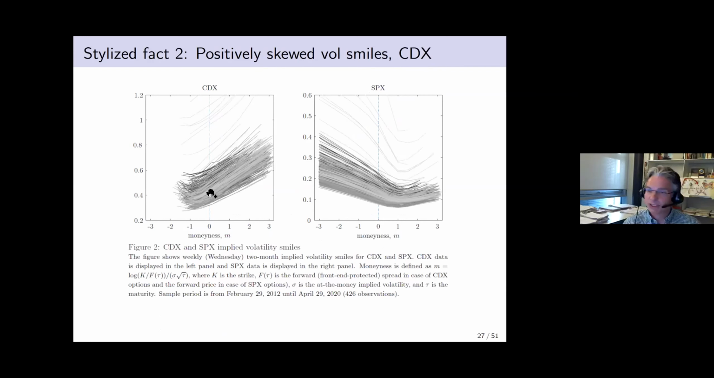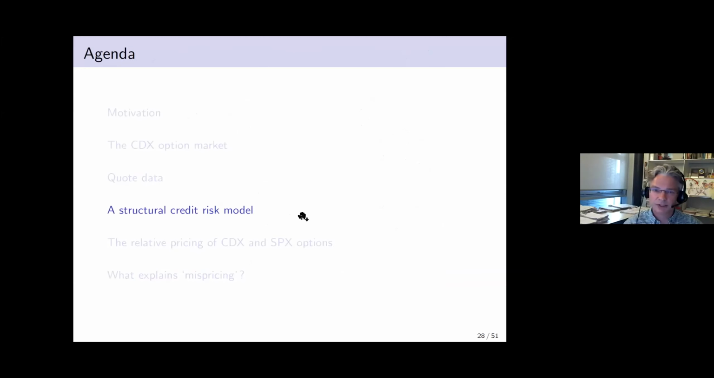And these are some pictures of the stylized facts extracted from these two markets. The fact that we see negatively skewed SPX options and positively skewed credit spread options. So we see lots of commonality between these two markets, and the question is, how well can we capture those with a model where we could actually get readily comparable implied volatilities? And so that's what we tried to do next.